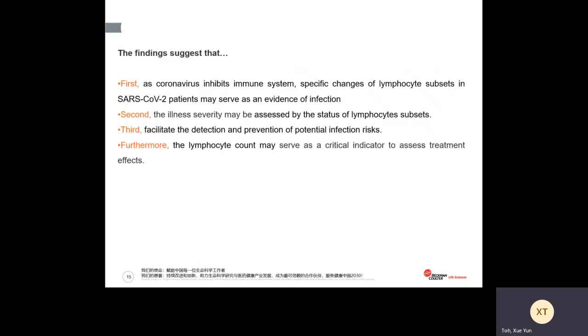From what we have discussed, we understand that viral infection can potentially attack our immune cells, weakening our immunity. Monitoring TB-NK subset counts can help us determine if an infection has occurred, the level of severity which may lead to potential infection risk, as well as a possible indicator of treatment efficacy.